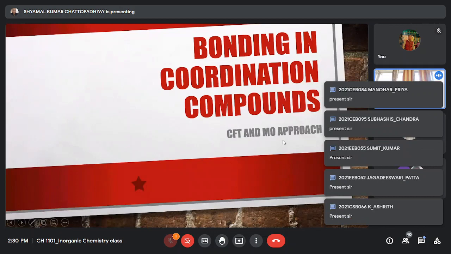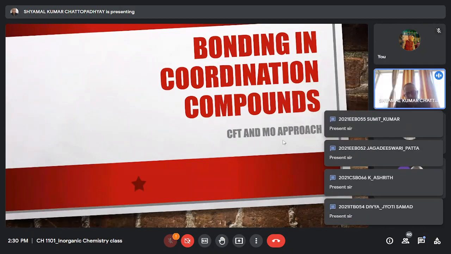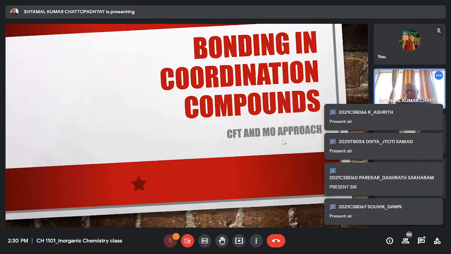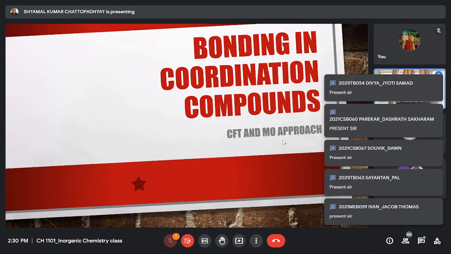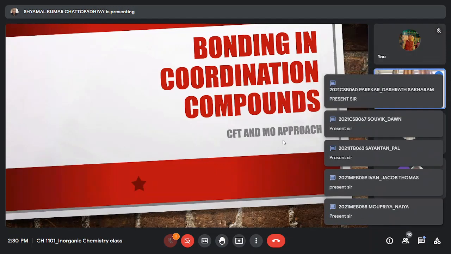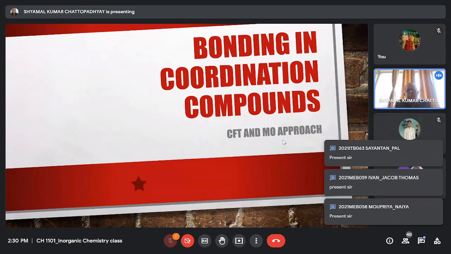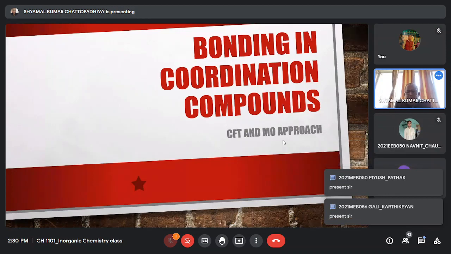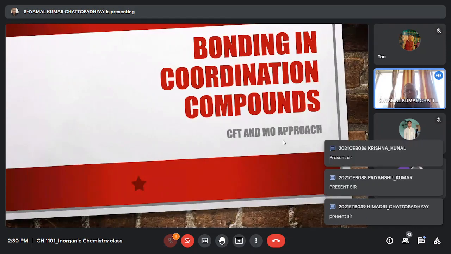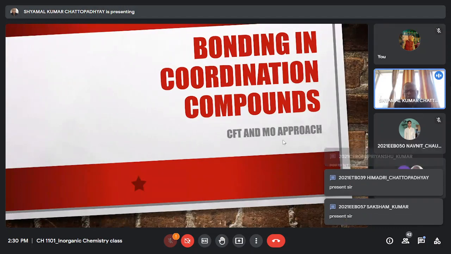Now, in your school days, 11, 12, you have some idea about the bonding in coordination compounds, particularly in terms of the valency bond theory. That is, in terms of hybridization, sp3d2, d2sp3, and sp3, dsp3, etc., depending on the coordination number. Now, in this class, we shall exclusively deal with crystal field theory and molecular orbital theories.